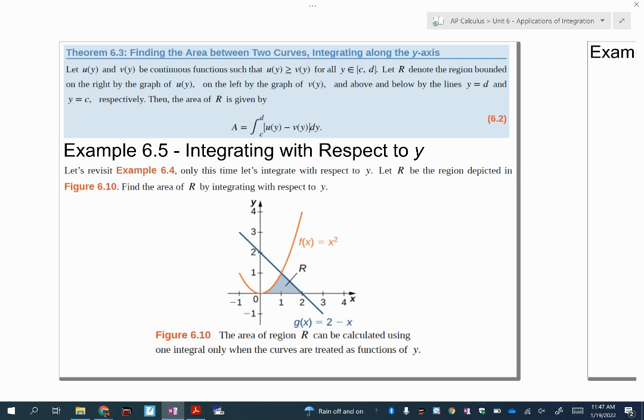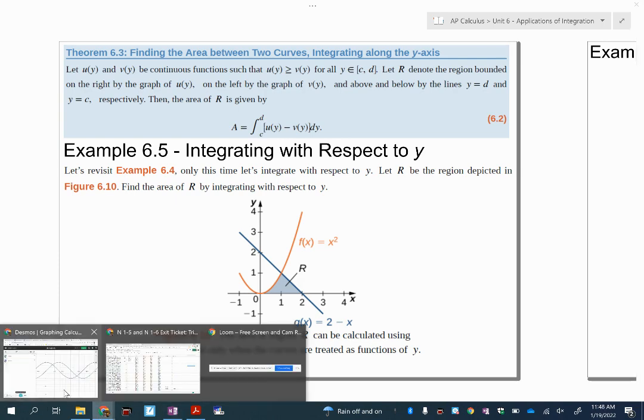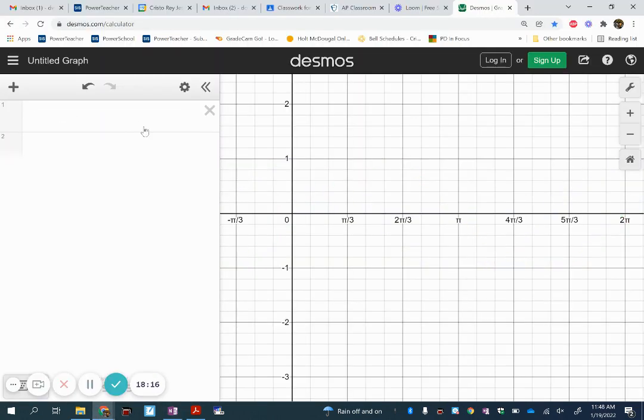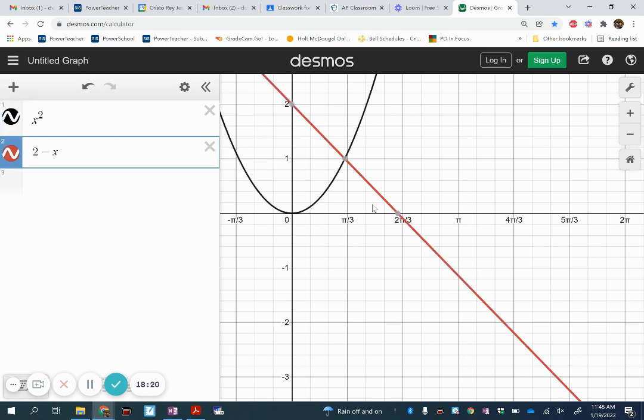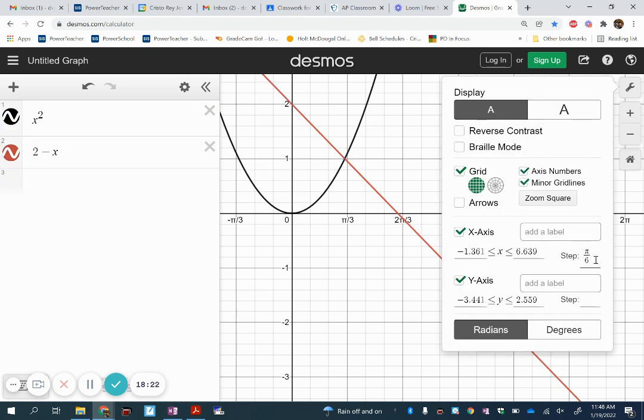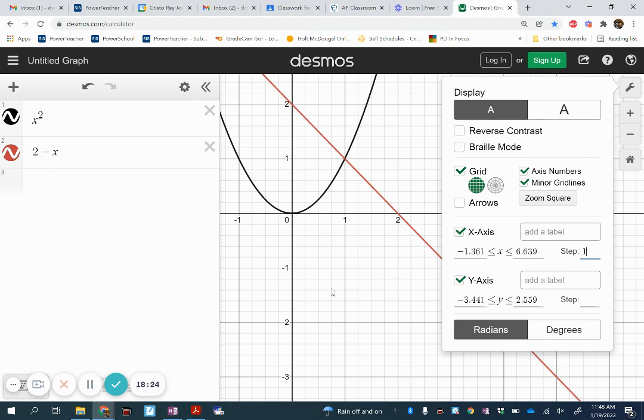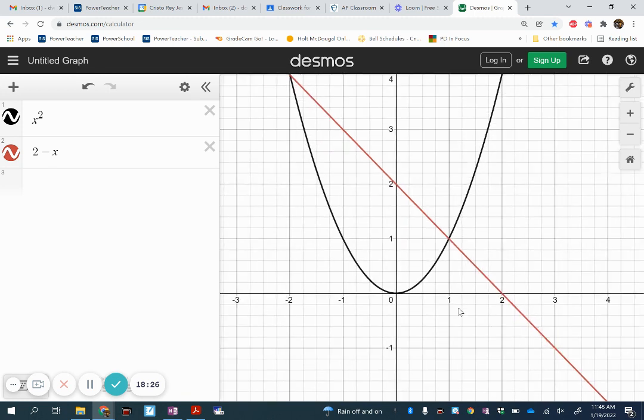So I'm going to graph x squared, and then 2 minus x. All right, let me change back out of radians. All right, now, what we just did was we found this area right here, okay?